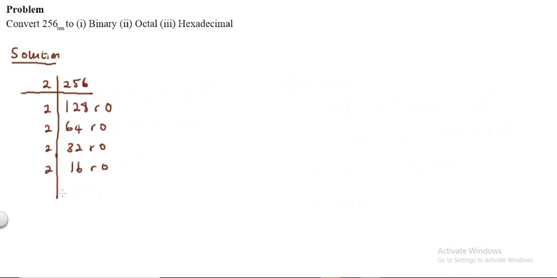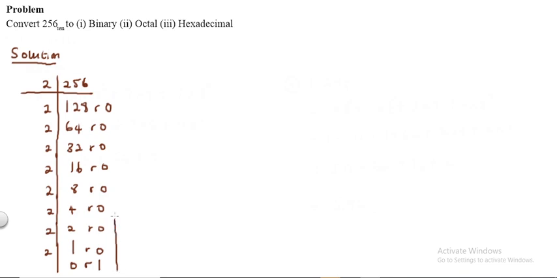16 divided by 2 is 8, remainder 0. 8 divided by 2 is 4, remainder 0. 4 divided by 2 is 2, remainder 0. 2 divided by 2 is 1, remainder 0. And then you come here again and say 1 divided by 2, it cannot go. So we stop our division and then we say 0, remainder. We bring this 1 down here, 1.